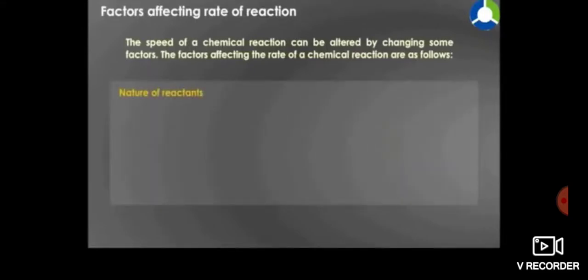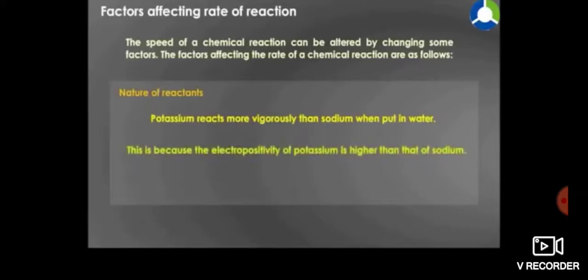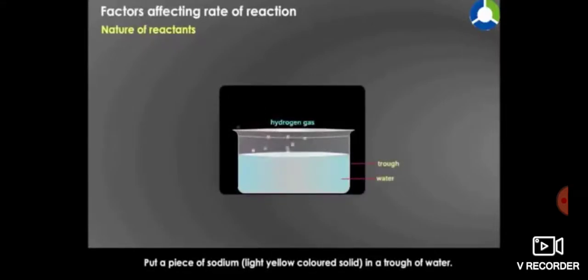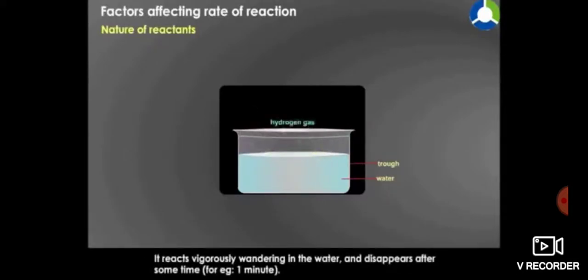Nature of reactants. Potassium reacts more vigorously than sodium when put in water. This is because the electropositivity of potassium is higher than that of sodium. Take a trough containing water. Put a piece of sodium, light yellow colored solid, in a trough of water. It reacts vigorously, wandering in the water, and disappears after some time. For example, 1 minute.